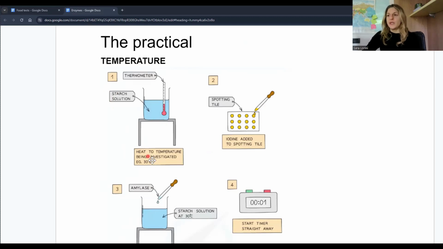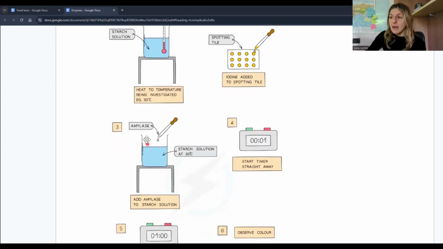And we need to hit the temperature that is being investigated. Okay, maybe when you're looking at the experiment, you already think, oh wait, this could be improved. Always do this analysis of improvement and safety considerations, okay? So hit the temperature being investigated, for example 30 degrees. Remember, this could be the thing that we're changing. Second, spotting tile. Iodine is added to the spotting tile. This is the instrument that is used. It could be a bit unfamiliar, but it will make it very simple to analyze.